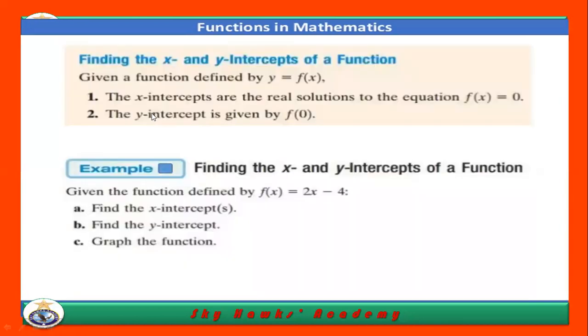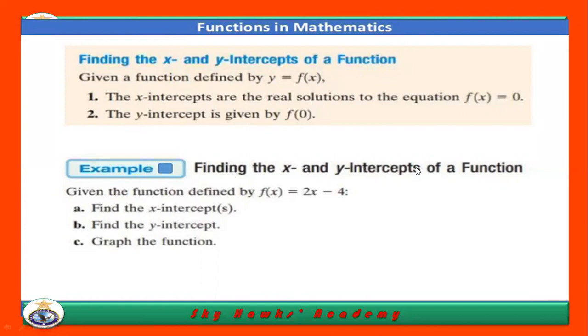The next is functions in mathematics, finding the x and y-intercept of a function. So let's see, given a function defined by y is equal to f(x), so we are taking the general format of the function, y is equal to f of x. The x-intercepts are the real solutions to the equation f(x) is equal to 0. So whatsoever the equation is given, you will have to put that function equal to 0. The y-intercept is given by f of 0. So you will have to replace each and every x with 0.